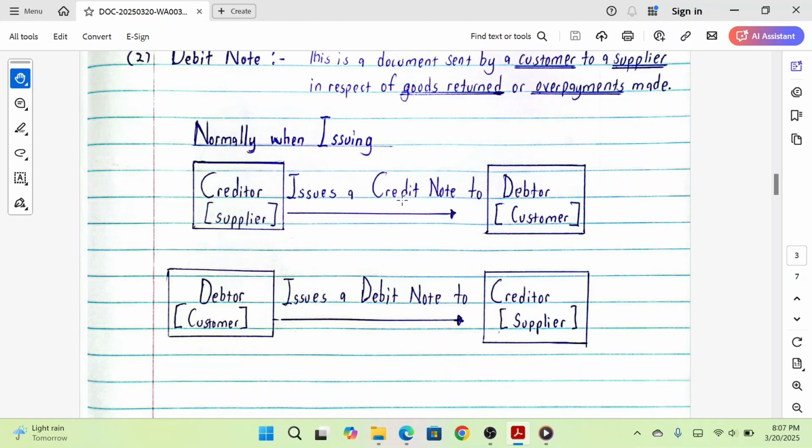So a credit note is issued by a creditor. The creditor is a supplier. So it is the supplier that issues a credit note to who? To the customer, who is a debtor. Then the debit note is issued by a debtor. It is the debtor that issues a debit note. This debtor can be a customer, who sends it to a supplier, who is a creditor. So a credit note is issued by a creditor who is a supplier, and a debit note is issued by a debtor who is a customer.